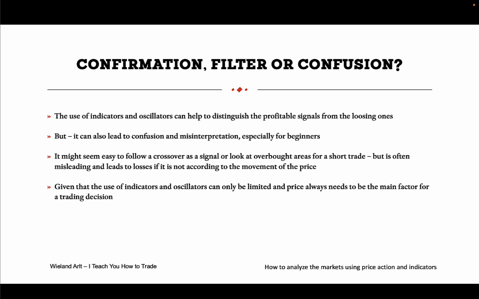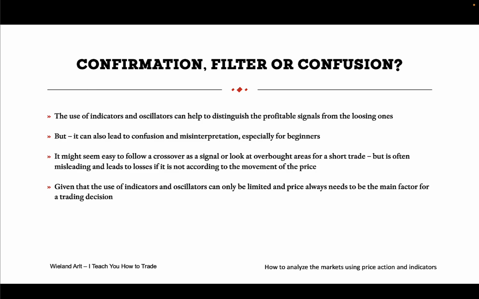So it might seem easy to follow a crossover as a signal or look at an overbought area for a short trade, but it's often misleading and leads to losses if it's not according to the movement of the price, which means that the moment you ignore price action and just follow the signal from an indicator or an oscillator, you might have a lot of misinterpretation and false signals. Given that, the use of indicators and oscillators can only be limited, and price always needs to be the main factor for a trading decision. So very, very important also to understand.